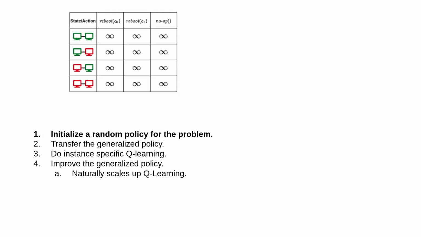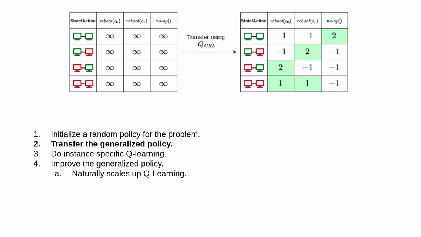Our overall algorithm is as follows. We initialize a random policy for a problem that needs to be solved, in this case sysadmin 2, and the next step is to transfer the policy using GRL. In this case, the highlighted cells indicate the optimal action. For example, when no computers are running, you can reboot any of the computers.